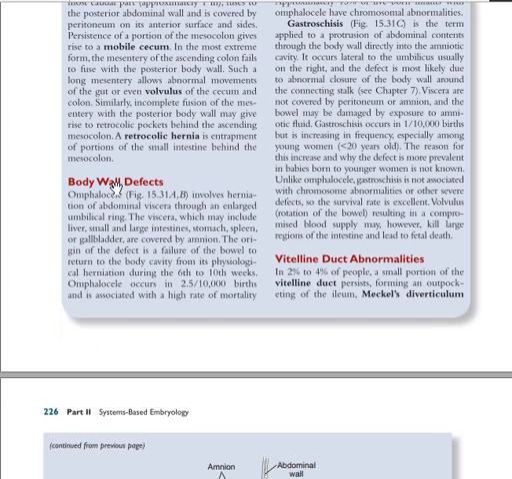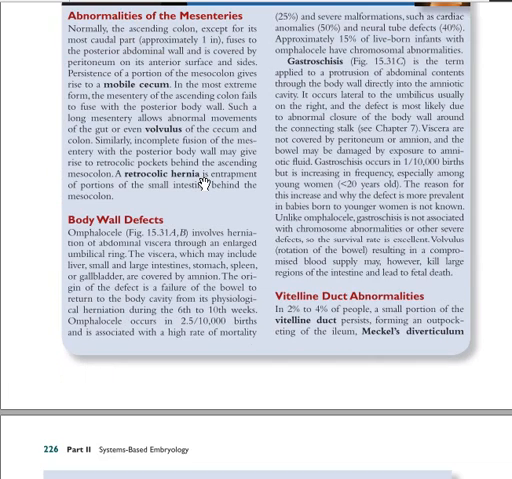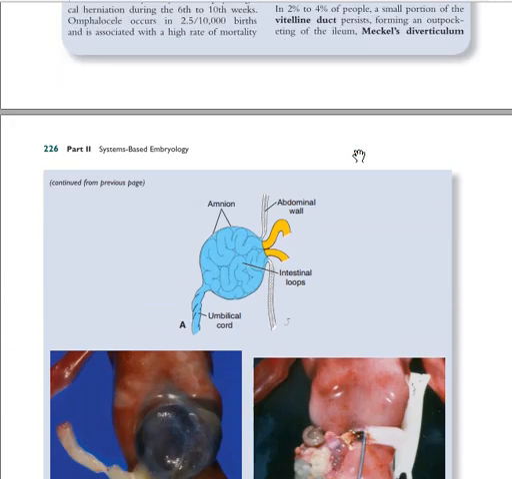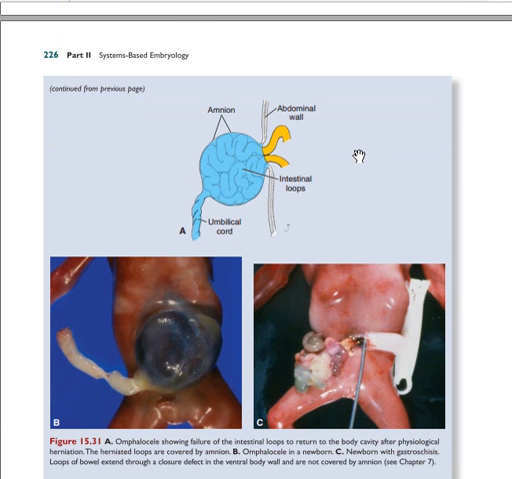Now the next one, we have body wall defects. We have already spoken about body wall defects. We have spoken about gastroschisis, and we said that gastroschisis is when the anterior abdominal wall does not close and the abdominal content protrudes. While in case of omphalocele, we have protrusion of the intestinal content through the umbilical cord.